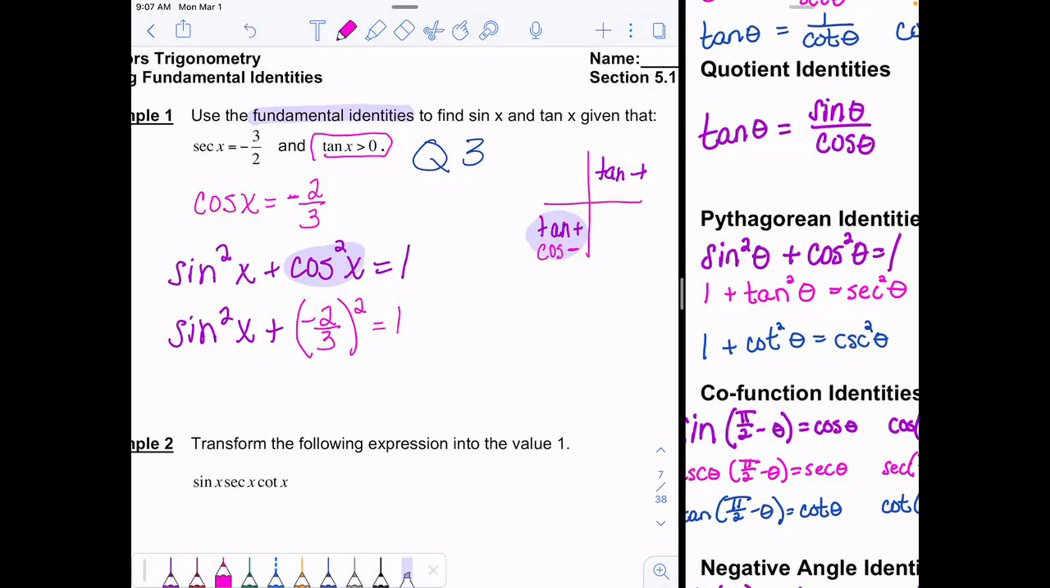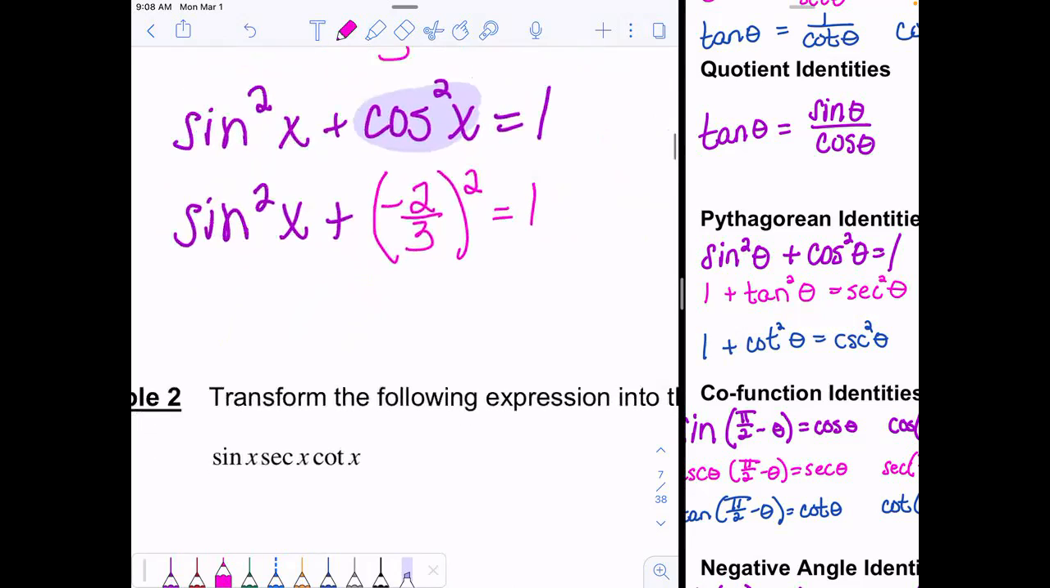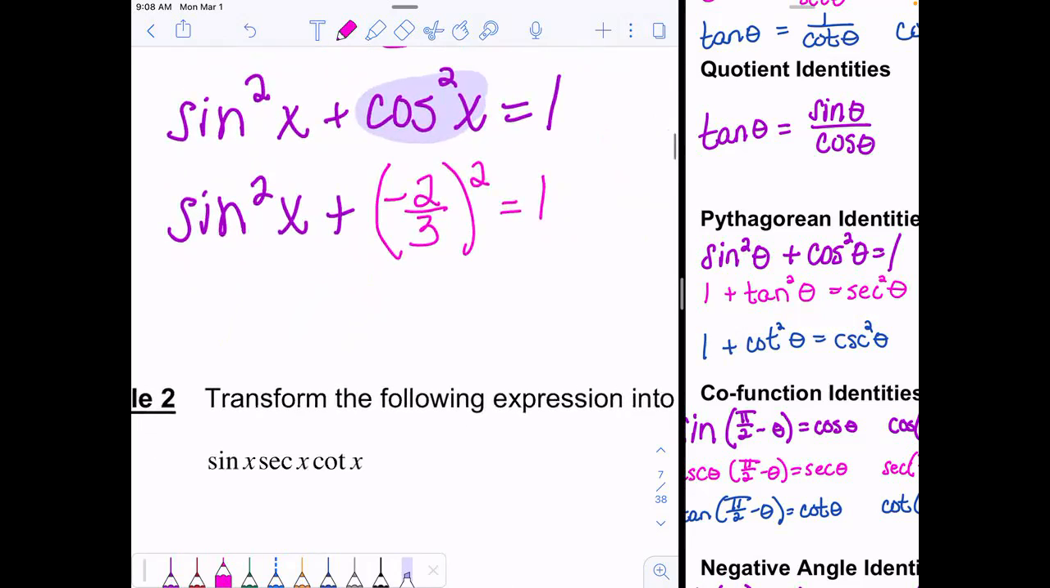So now we're going to treat this as an equation. I said there's algebra involved. We're going to solve this for x. Well, actually, we're solving it for the sine of x. So Jenny, what do you get when you square a fraction? Yes, you get 4/9.